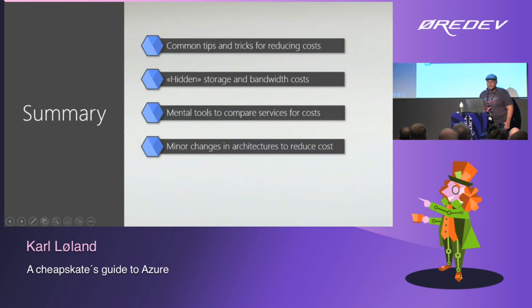So, what have we gone through today? Well, we had a look at common tips and tricks for reducing costs. We had a look at hidden storage and bandwidth costs, some of my mental tools to compare services, and some very small changes you can do to your architectures to save basically a lot of money.